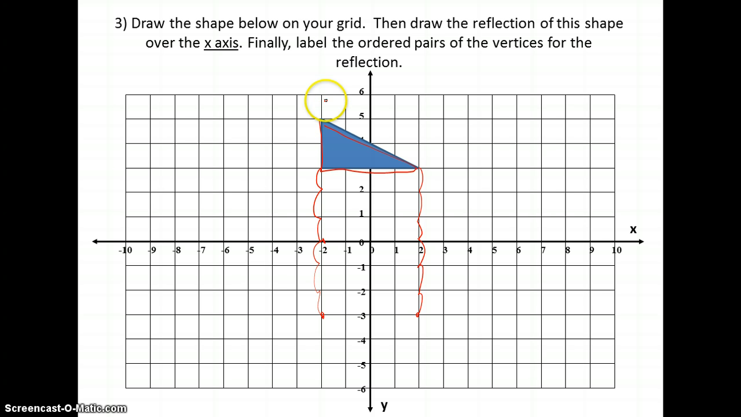Now if I look at this figure here, because it's a reflection, it needs to be flipped upside down. So the slant is at the top of the original figure. It's going to have to be at the bottom of the new figure. And I can do that by counting 1, 2, 3, 4, 5 spaces to get to the x-axis. So go 1, 2, 3, 4, 5 more spaces to find my new point. And here is what my new figure should look like when I reflect it. And don't forget to plot your points or name your coordinates.